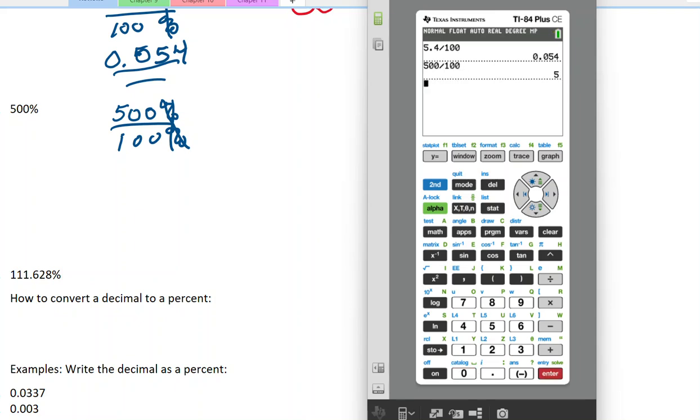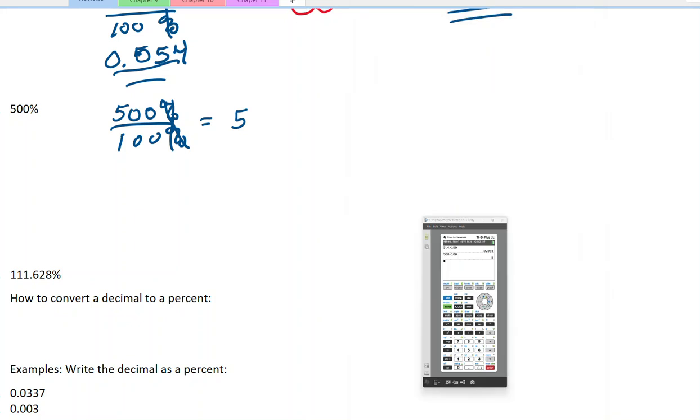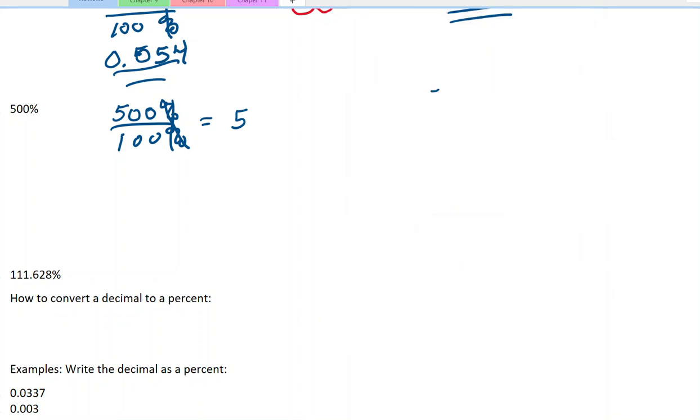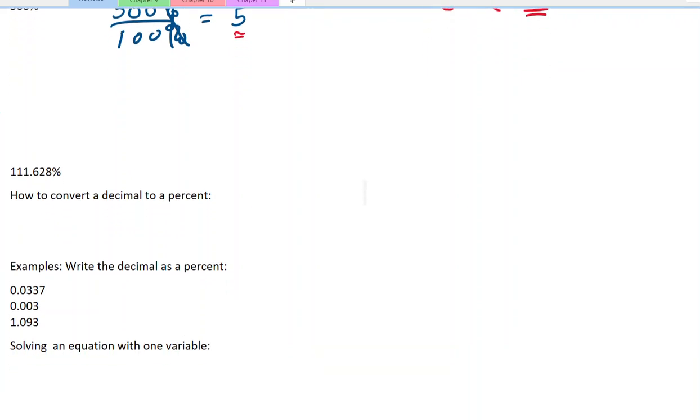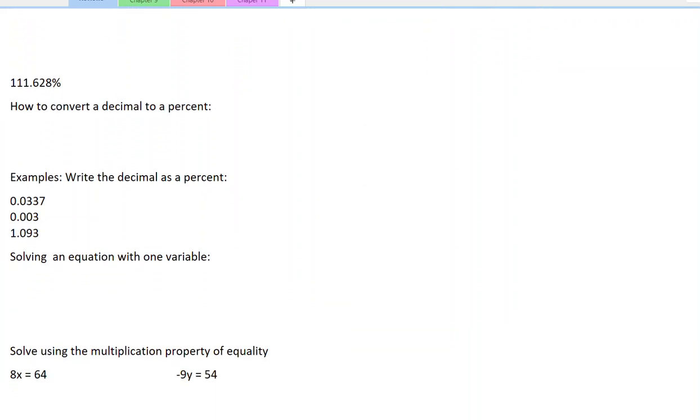And we get 5. We get the whole number 5. All right. Now we're going to do it the other way. So I have 500%. I'm going to cross out the percent. The decimal always follows a whole number. I'm going to move the decimal to the left 2 places, and I get 5. Same number. All right, now we got the last one.